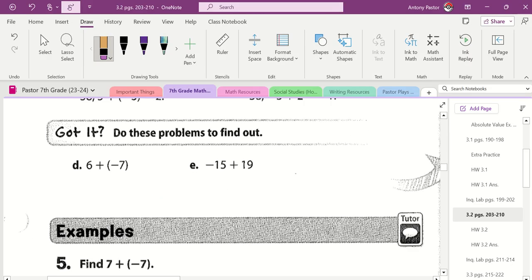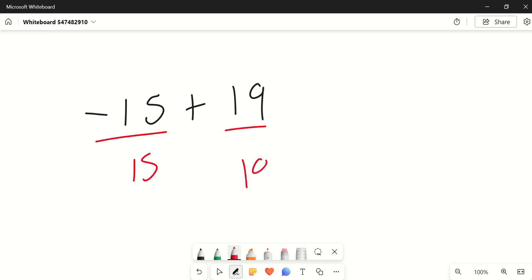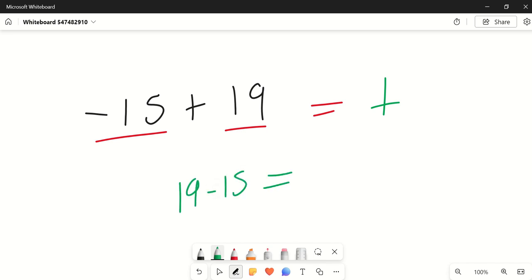The other example here is negative 15 plus 19. The absolute value of the negative is 15. The absolute value of the positive is 19. The absolute value of the positive is bigger, therefore my answer will be a positive. I should probably put it in green. This is saying negative 15 plus 19, or the other way I can write it is 19 minus 15, which will equal 4.